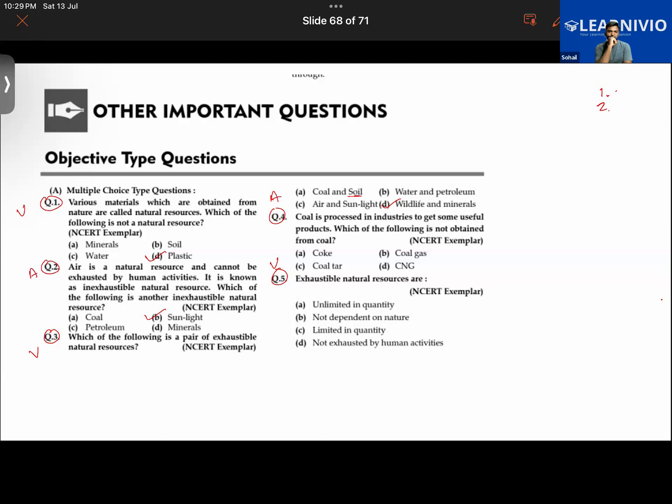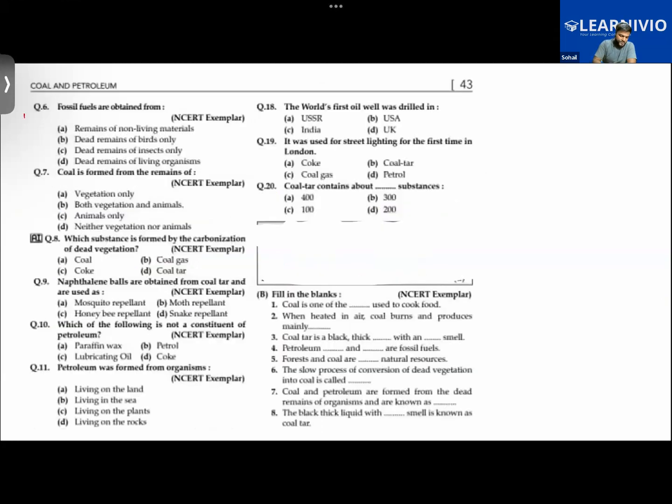CNG. Coal is processed in industries to get some useful products. Which of these is not obtained? CNG. Very good. Yes, Vaiga. Exhaustible natural resources are option C, limited in quantity. Good. Okay, Aisha, then Vaiga, like this. Start answering. Dead remains of living organisms. Good.